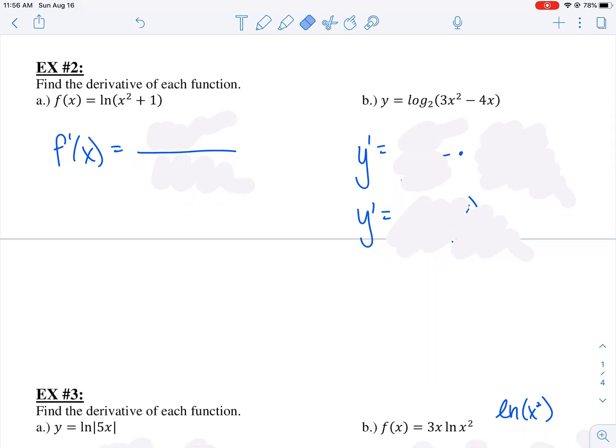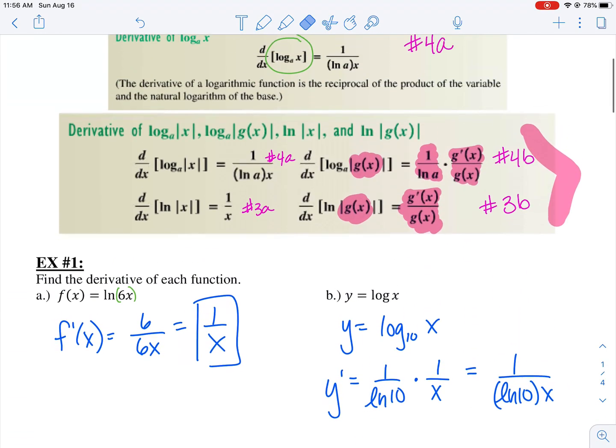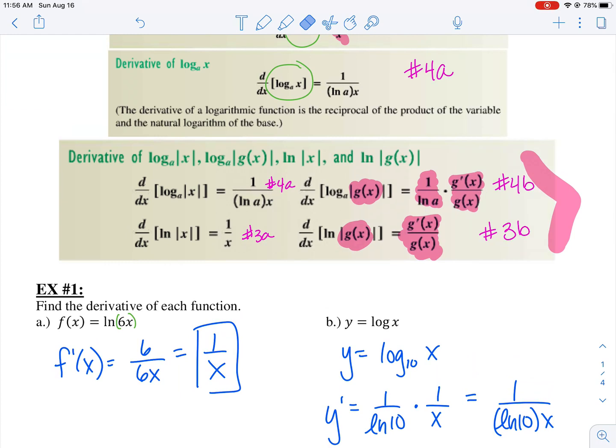A few more natural log and log problems. If you look at number 2a, we have f of x is the natural log of x squared plus 1. So I have a natural log function with a whole bunch of junk inside. So what rule would that be? Well, natural log of a whole bunch of junk to me looks like rule number 3b.